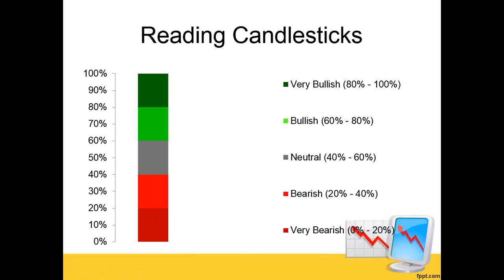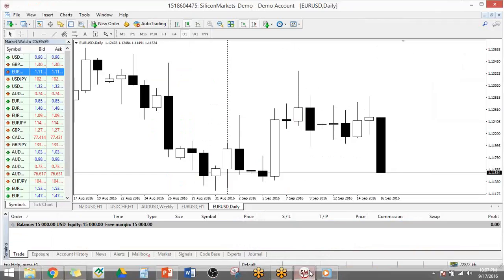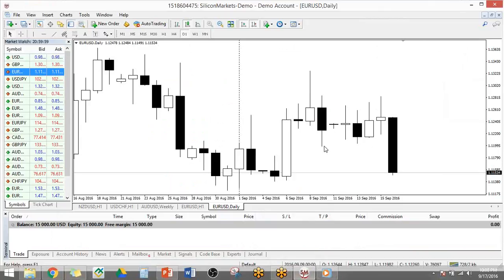So let's go to the live charts. I always like checking the live charts for these things. It's nice to discuss theory, but it's better to discuss it when you see it in application. All right. So there you go.